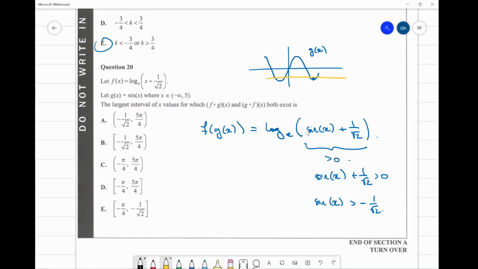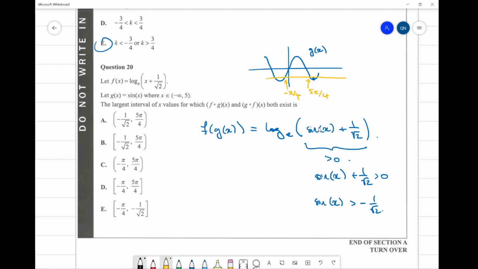So what are those values? Well, this point over here, that's 5π/4. This point over here, that's -π/4. And you also got like -3π/4, I believe. But I don't think we need to worry about that. Okay, so if x is on this interval over here, then sin(x) is greater than -1/√2. That means this function is defined. Okay, so we have some kind of candidate for the interval.